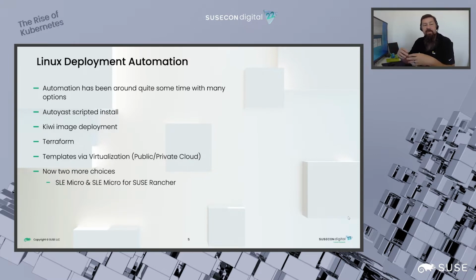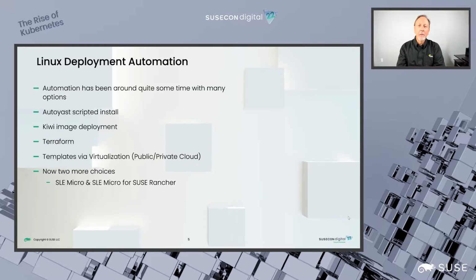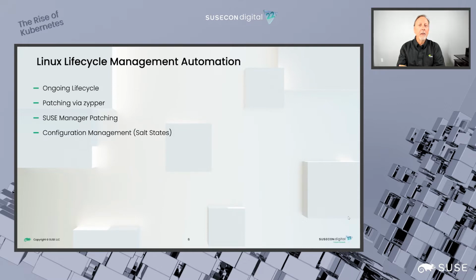Well, AutoYast might be. We'll talk about that in just a couple slides. Exactly. We'll talk about that in a little bit. But we're adding two new ones with SLE Micro and SLE Micro for SUSE Rancher. And they'll have their own deployment scenarios and use cases. So they may challenge the traditional methods that we've had in the past on the previous slide, and that's why we're here today to talk about what's new.